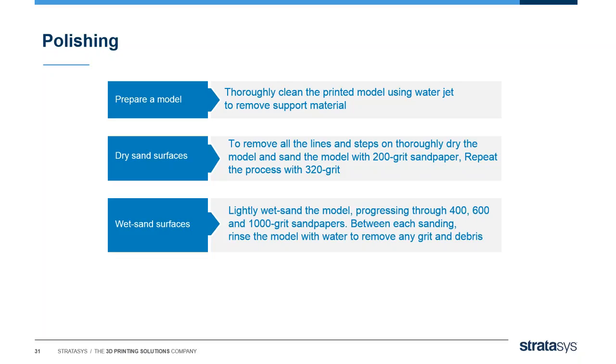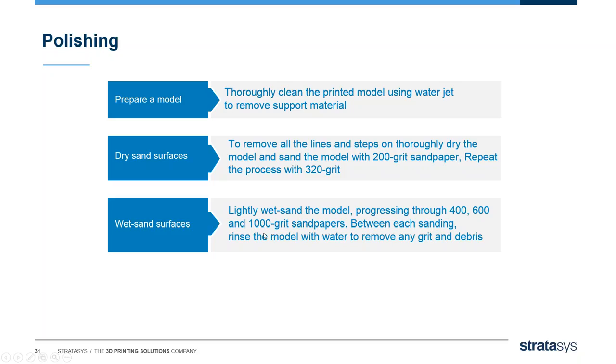So this is a process. Sure, if you have never done this, you have to do it carefully so you don't destroy the parts and don't break away some small details or edges. But if you do it carefully, after 1000 grit sanding for a while, you have a nice, very smooth surface.